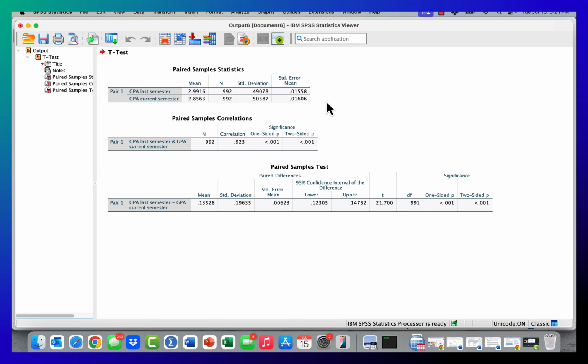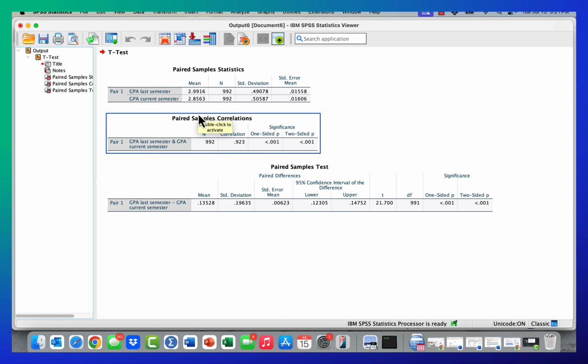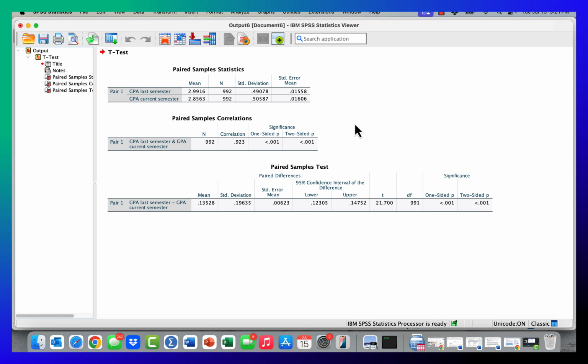In our first table, we're given the descriptive statistics for our two variables plus the standard error, which is the sample standard deviation divided by the square root of the sample size. For GPA last semester, the mean was 2.99. Now it went down to 2.85, but is that difference statistically significant?